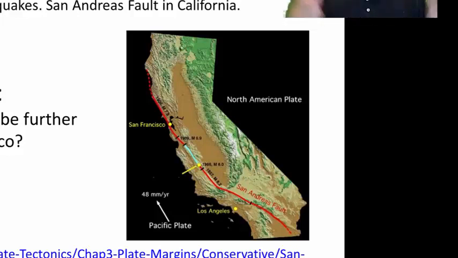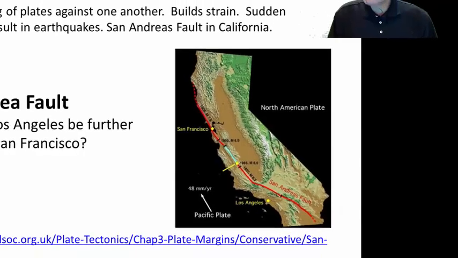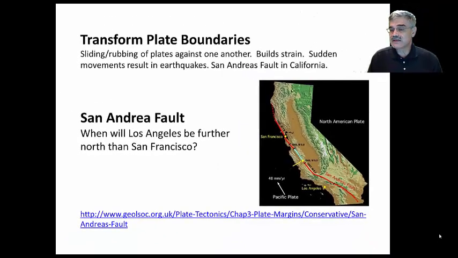And so the question is, with the San Andreas Fault, when will Los Angeles be further north than San Francisco? Okay, let me show you a second simulation to show you what I mean, because one is in fact moving north more quickly than the other.